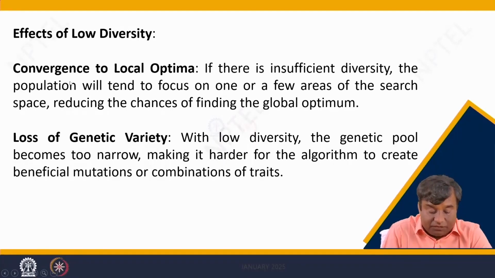Effects of low diversity. Convergence to local optima. If there is insufficient diversity, the population will tend to focus on one or a few areas of the search space, reducing the chances of finding the global optimum. Loss of genetic variety. With low diversity, the genetic pool becomes too narrow, making it harder for the algorithm to create beneficial mutations or combinations of traits.